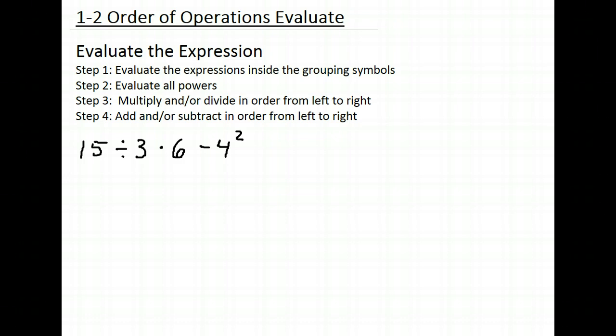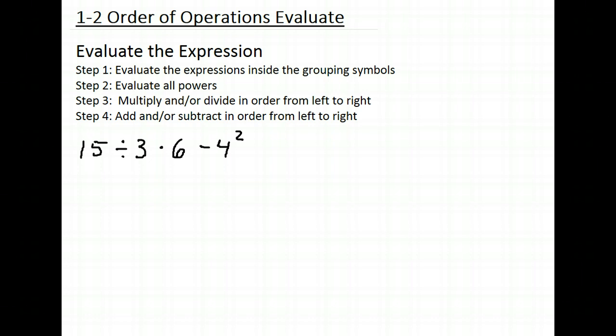So we're going to start with this expression, 15 divided by 3 times 6 minus 4 raised to the second power. Looking at this, we can see our first operation is division, and then we have multiplication, then subtraction, and then the last operation in order from left to right is a power. But before we start evaluating different pieces of these, we need to look at the order we need to do this in. Step 1 says evaluate the expressions inside of grouping symbols.